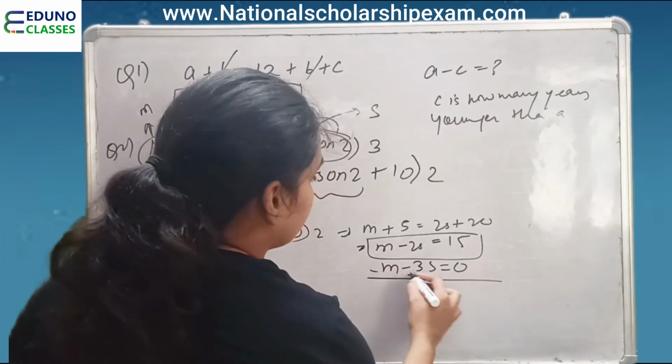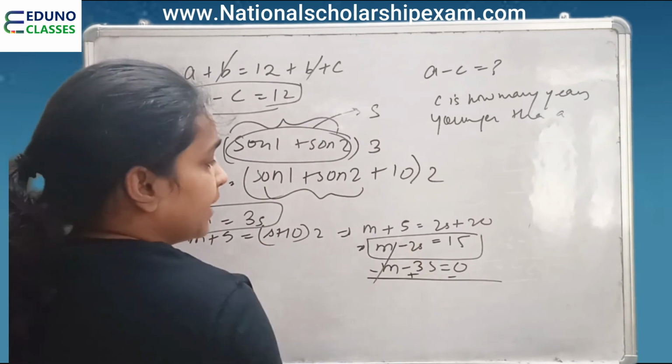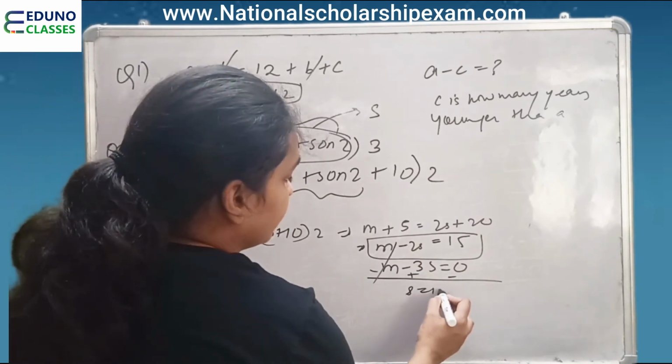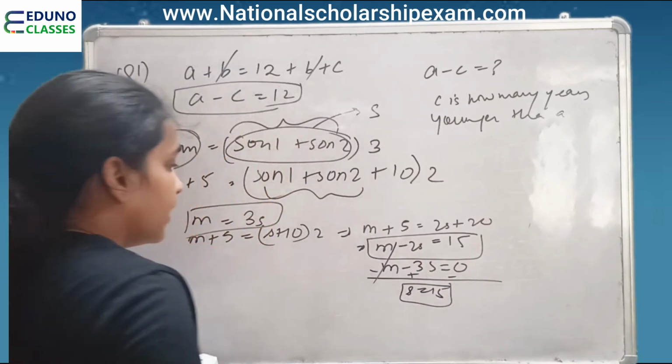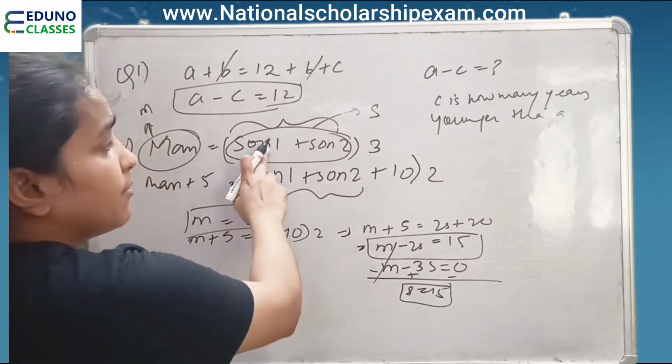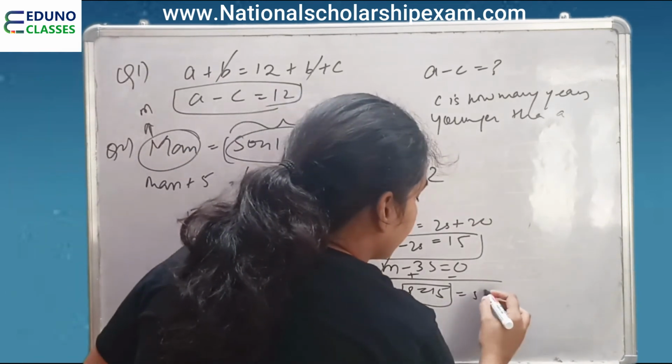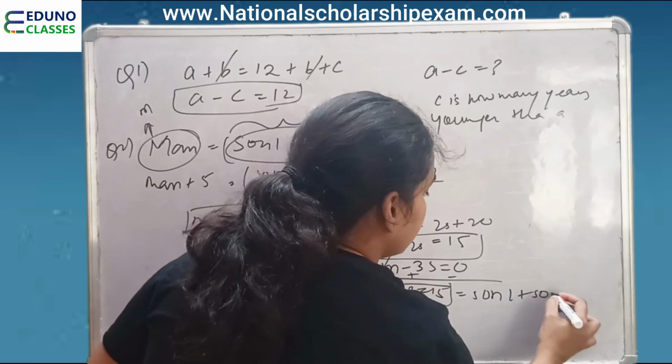Now just subtract. For subtracting we have to change the sign. M and M will get cancelled. S is equal to 15. So that means the sum of both of his sons, son 1 plus son 2, gives 15.